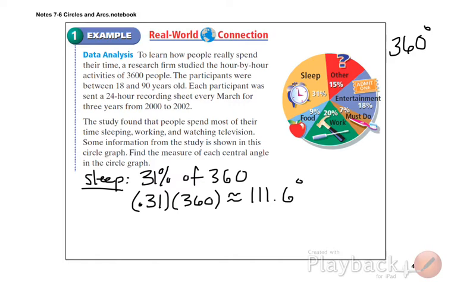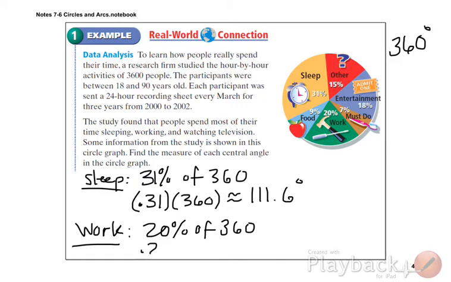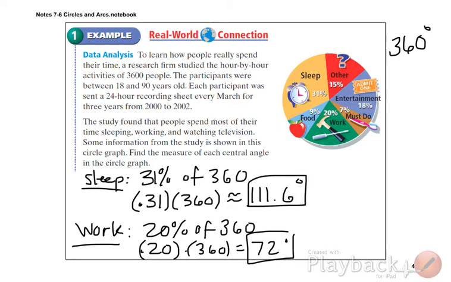We'll do one more. Let's do work, for instance. I'm not going to do them all, but you can get the idea. Work is 20% of the total 360 in a circle. So move that decimal 2 spots to the left, so it's 0.20 times 360, and that one is exactly 72 degrees. Those are 2 examples of how to find the central angle in a circle graph.